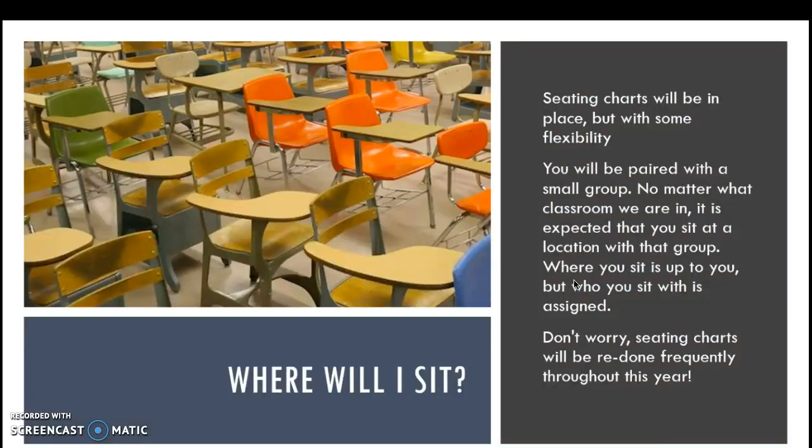When it comes to seating charts, there's going to be definite seating charts in place, but there's going to be flexibility with those. You're going to be paired with a small group of about 3 to 4 other students. No matter what classroom you are in, it is expected that you sit at a location in the room with that group. Where you sit in that room is completely up to you, but who you sit with is assigned.